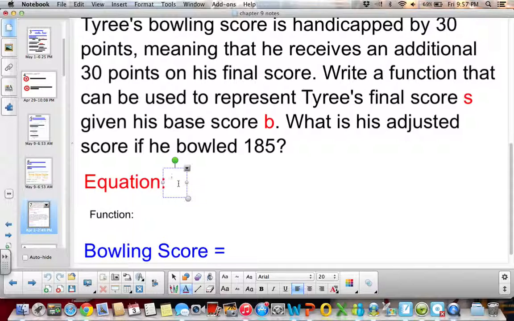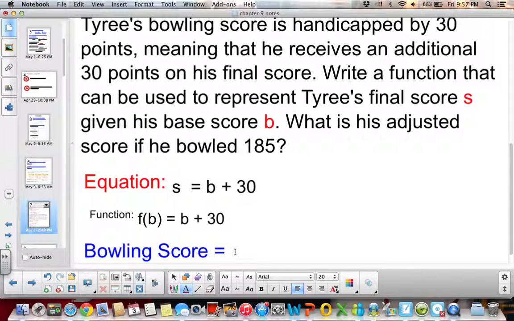So the equation then says that he receives an additional 30 points on his final score. So his final score is S equals, you take the bowling score and you add 30. So there's actually nothing multiplied to the B. So there's our equation. Because our variable in the equation is B, we're going to write it as f of B equals B plus 30.